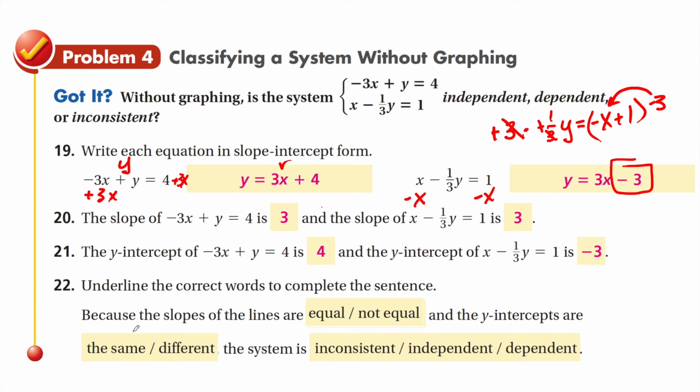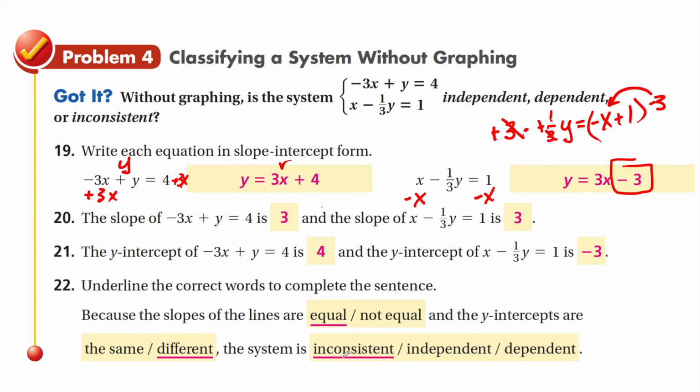So can we underline the correct words to complete each sentence? Well, because the slopes of these are both equal, because both of them are 3, and the y-intercepts are different because one was 4, the other one was negative 3, then this system is going to be considered inconsistent, because these lines will actually be parallel lines, meaning there will be no solution. Since there is no solution, it's going to be considered inconsistent. Remember, independent is one solution, and dependent means that they're the exact same line. I even write same line.